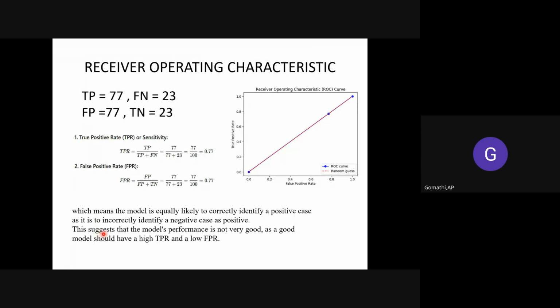So these values suggest that the model's performance is not very good. We cannot tell whether it is good or not, because it is equally likely to correctly identify a positive case. So this model does not have a high TPR with a low FPR. So we can consider it not good. We already know that the curve should be above the random classifier. Only then can we consider it a good one.